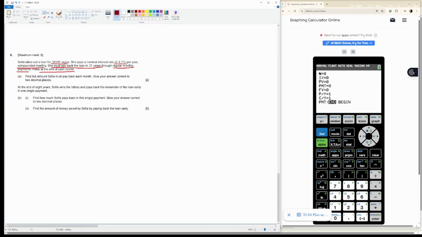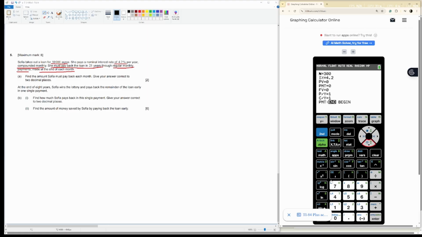And the first question is, find the amount Sophia has to pay back each month. Give your answer correct to 2 decimal places. So this is one of the easiest ones. As said, n has to be in months, so it's 25 times 12. Then the interest is also given, it's 4.2.